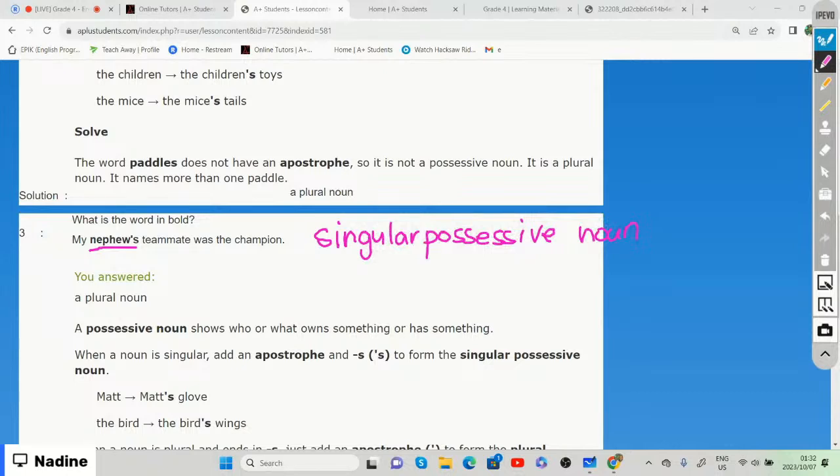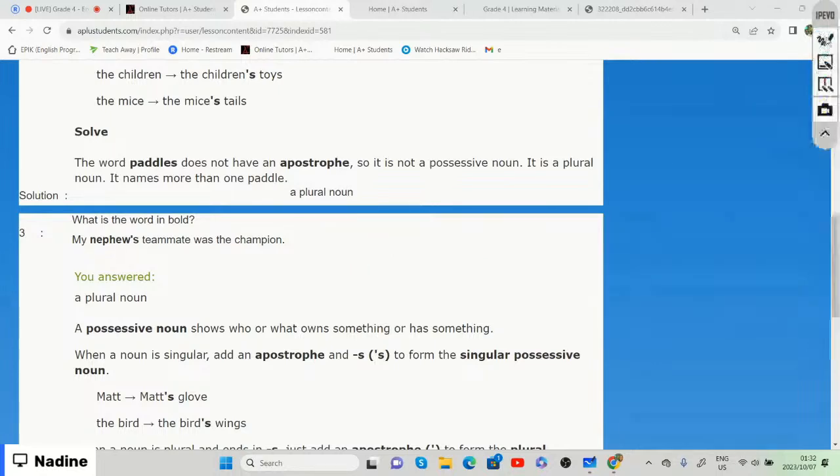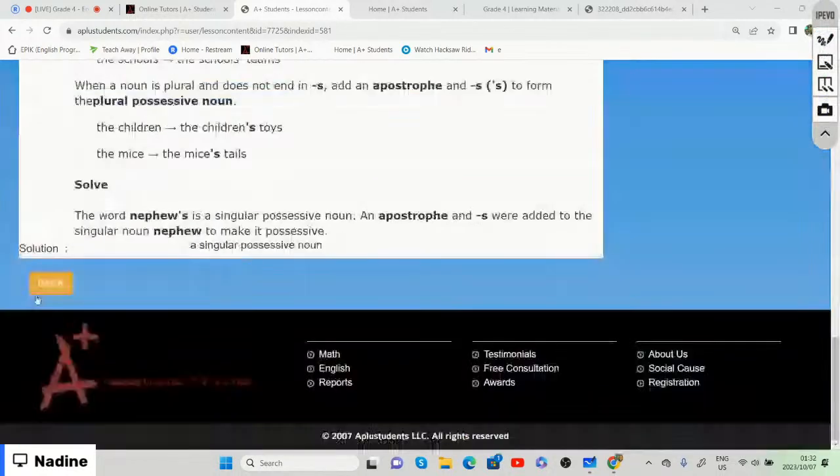It has an apostrophe and an S, right? And it's referring also to one person. So it's a singular possessive noun. We have an apostrophe and an S that was added to the singular noun nephew to make it possessive.